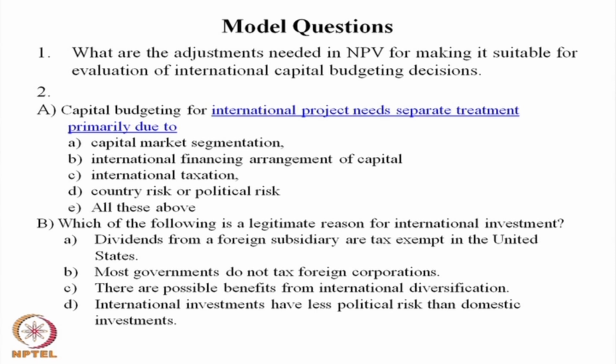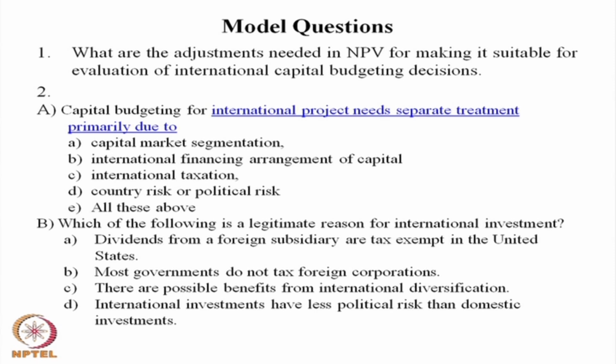Then some short questions. Capital budgeting for an international project needs separate treatment primarily due to capital market segmentation, international financing arrangement of capital, international taxation, country risks or political risks, all of the above. The answer is all of the above. To convert domestic capital budgeting to international budgeting, you have to adjust everything.